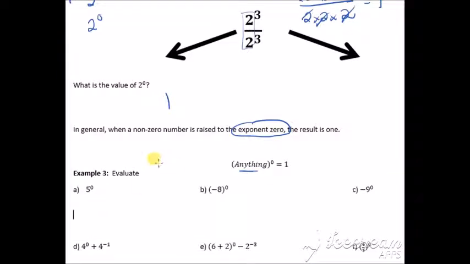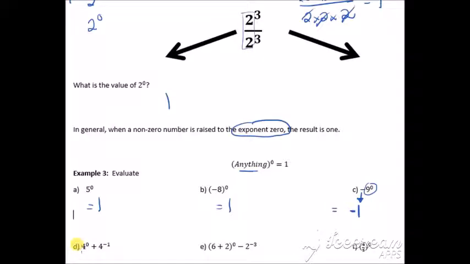Okay, so we're going to go ahead and evaluate. 5 to the 0 equals 1. Bracketed negative 8 to the 0 also equals 1. C is a little bit different. We're going to bring down the negative sign, and the 0 is only attached to the 9. So this one's actually negative 1.